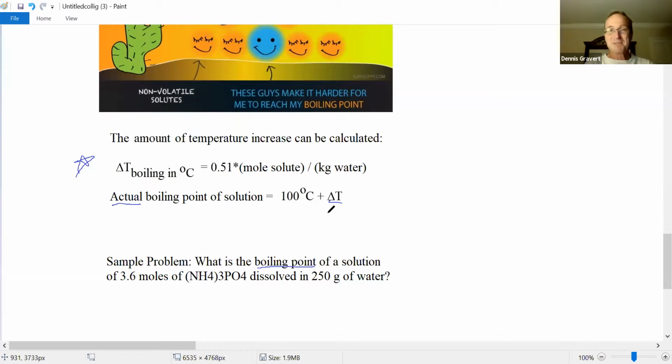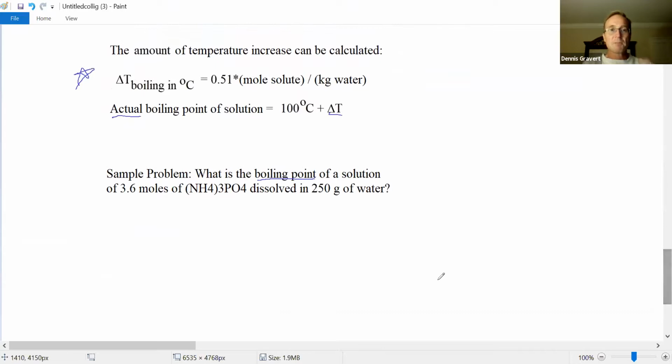All right, let's give it a try. Let's scroll up a little bit, get a little more room. There we go. Okay, sample problem. What is the boiling point of a solution of 3.6 moles of, remember your polyatomic ions, NH4 plus is the ammonium ion, and PO4 3 minus is phosphate. I guess you don't have to name this in order to do this problem, but it doesn't hurt to refresh our memory about the names of the polyatomic ions.